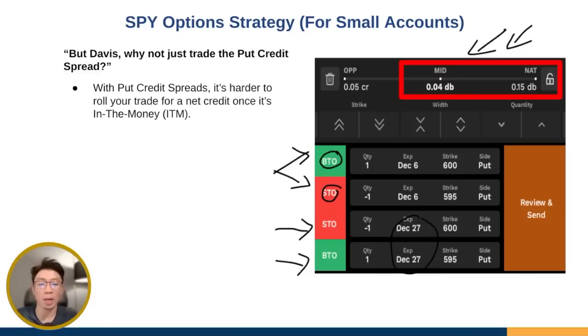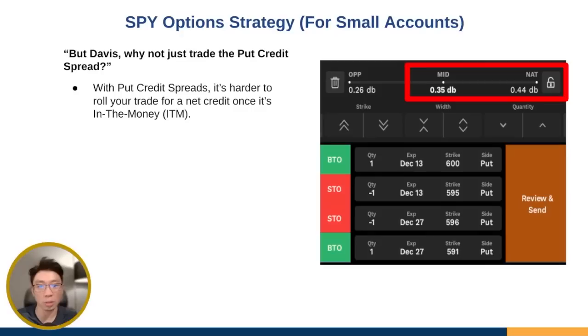Now, what if you wanted to roll to a further out of the money and to a further expiration date? So as you can see over here, same thing, you will close out these two trades over here, which is the original put credit spread. And this time, instead of sticking to the same 600 put credit spread, we have shifted the strikes lower, right? We have shifted it by 4 points lower. So now you have a new credit spread at 596 and 591. So we're still keeping the $5 wide put credit spread down here.